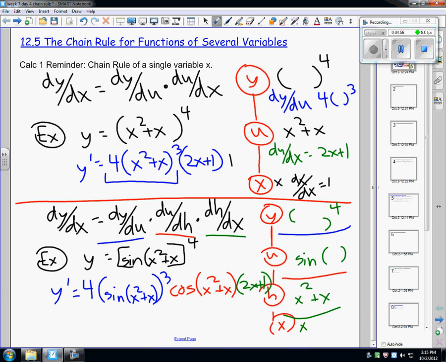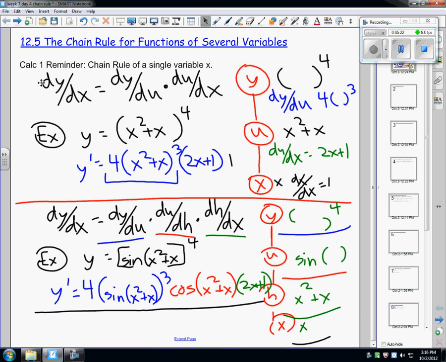If I wanted to, you could say I would have to do one more of these, which is that part, but the derivative of x is just 1, so you can just stop. And you can say this is the derivative of y equals sine of x squared plus x, all to the fourth. Basically, we had to go through the blue, the red, and the green to get through that chain rule.